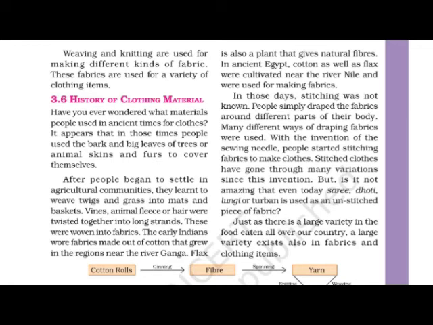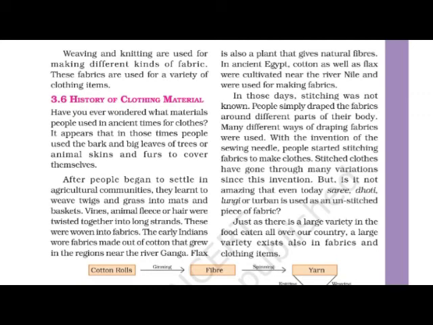But is it not amazing that even today the sari, dhoti, lungi or turban is used as an unstitched piece of fabric? Today many more clothing materials are available, but still the sari, dhoti, lungi and turban are used. So it's really amazing that even though stitching is invented, this kind of clothing is still used in large amounts.